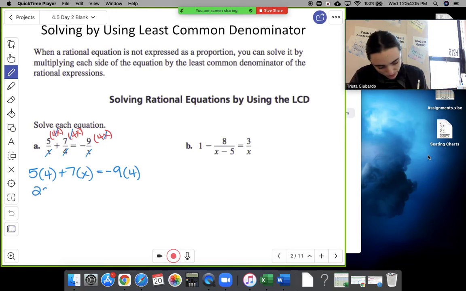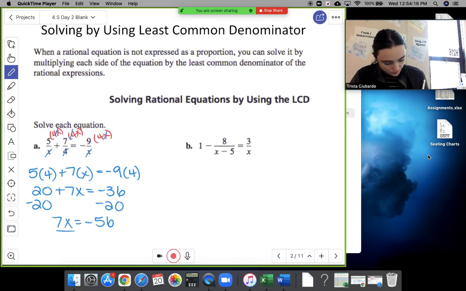So this gives me 20 plus 7x equals negative 36. Subtract the 20 over, gives me 7x equals negative 56, and then I'm going to divide both sides by 7 to get x by itself. Negative 56 divided by 7 gives us a negative 8.